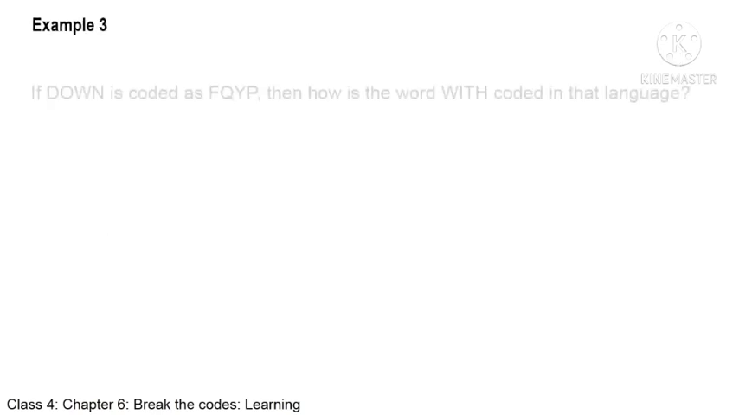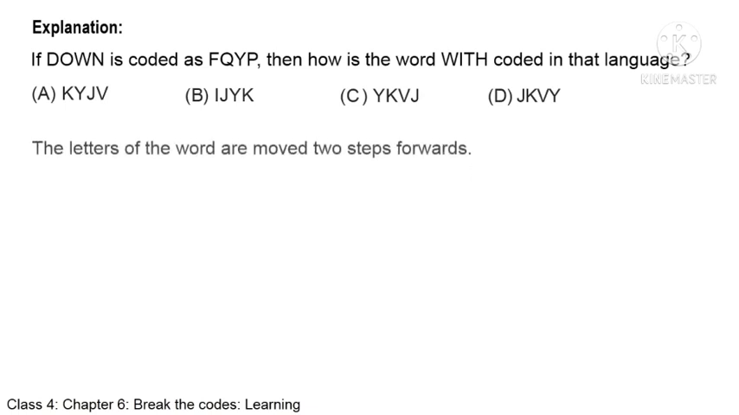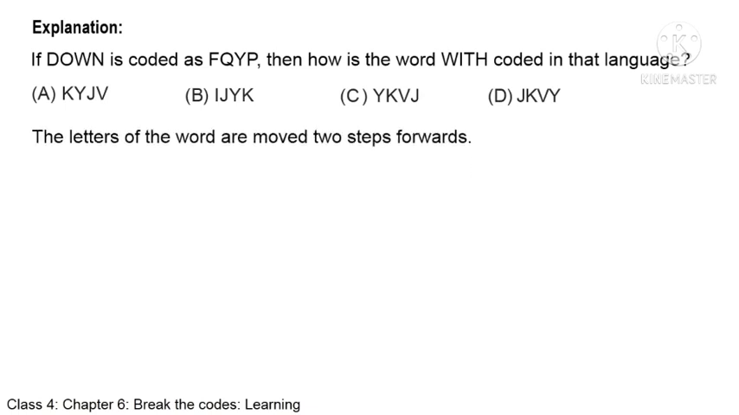In this example, if down is coded as FQYP, then how is the word with coded in that language? We have options A, B, C and D. The letters of the word are moved 2 steps forward.